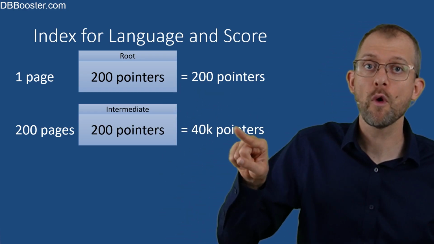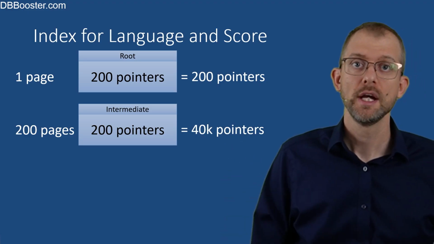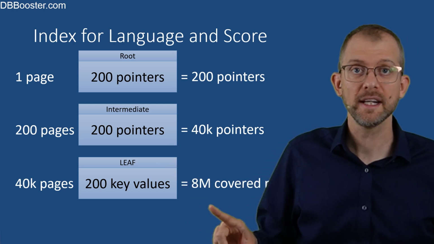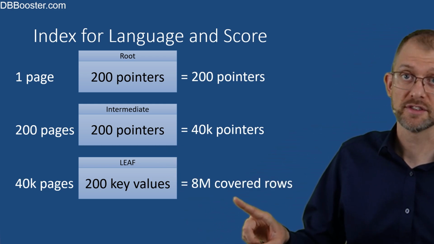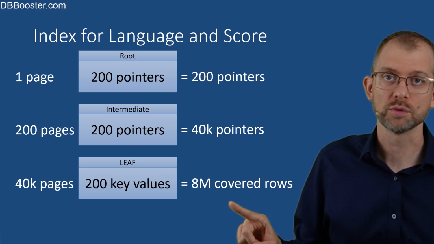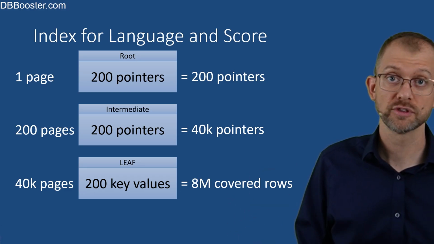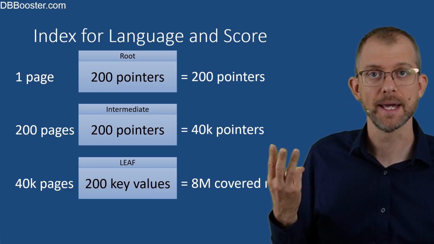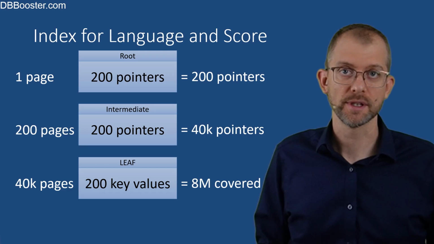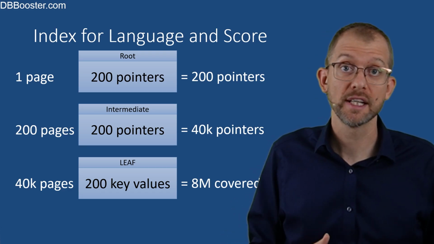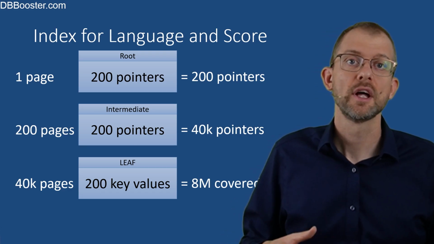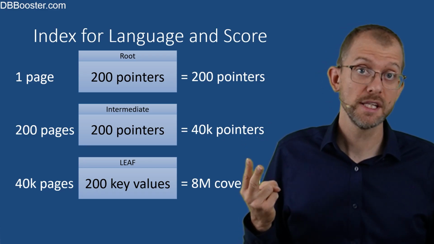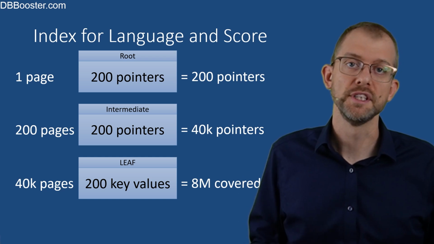That makes about 40,000 leaves. Each leaf can store about 200 values. So together, the index covers roughly 8 million rows. 8 million rows, and the tree is still only 3 levels high. And here is the key point. To find a value, we don't scan millions of rows. We need just 3 I/O operations: one for the root, one for the intermediate, and one for the leaf.